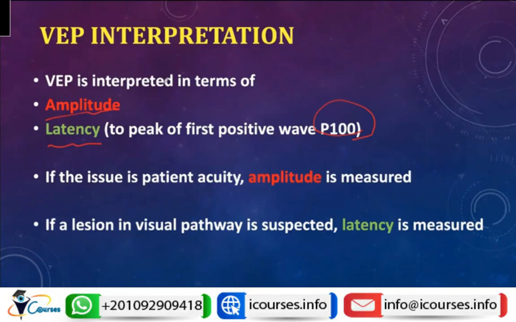So we need to know which parameters to check in different conditions. If the patient's problem is visual acuity, so if we are concerned about the patient's ability to see, or there is a lesion that will decrease the patient's visual acuity, then the amplitude here is the most concerning parameter. But if a lesion of the pathway is suspected, for example inflammation of the optic nerve or optic neuritis, then the latency is measured. This inflammation will cause delayed conduction of the nerve, which will result in delayed appearance of these waves.